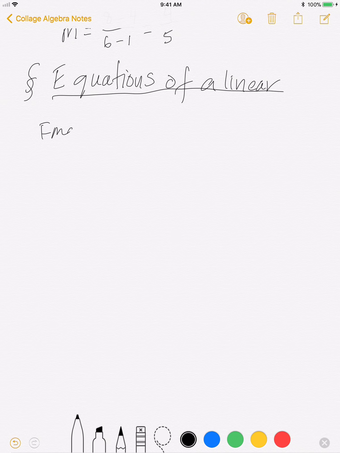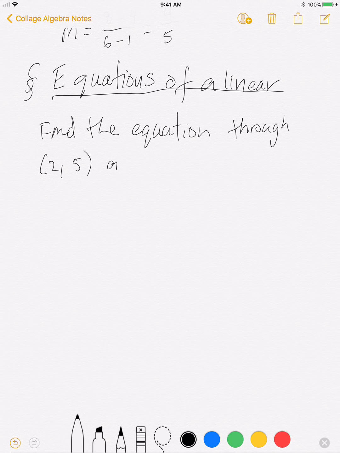Find the equation of a line through the points 2, 5 and 4, 9. Well, first things first, as we discussed earlier, the equation of the line can be written in the form y equals mx plus b.